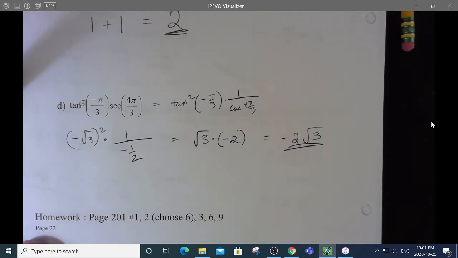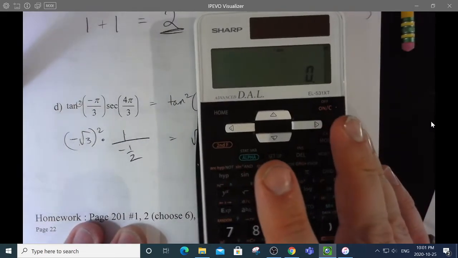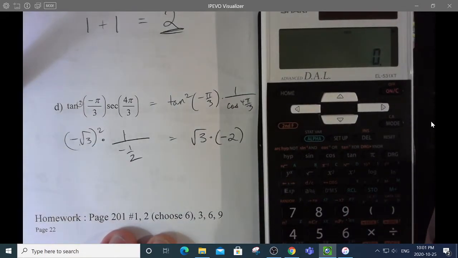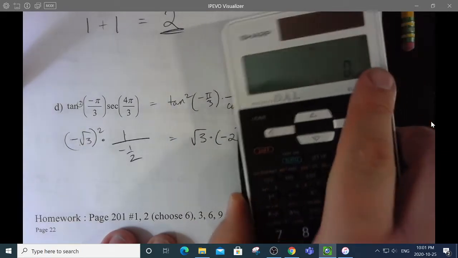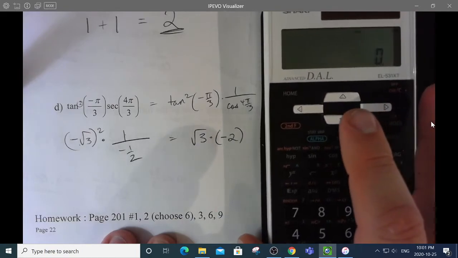And again, you could punch that through in your calculator to check it. It's kind of a complicated button punch. It's probably less work to actually do the problem the way I just did. But let's see if we could do it. First of all, are we in radians? Nope, we're in degrees. So let's get to radians again. Radians, there we go.